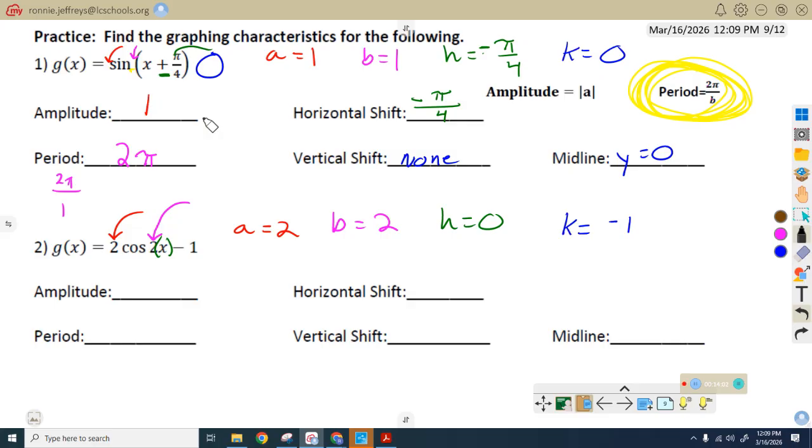All right, now we can start to fill in. Amplitude is this, so the absolute value of 2 is 2. Period is this right here, so 2 pi over 2. So what happens with the 2s? They cancel, and we're left with pi. If H is 0, that means we didn't have a horizontal shift, so we could write none, N/A, not today.